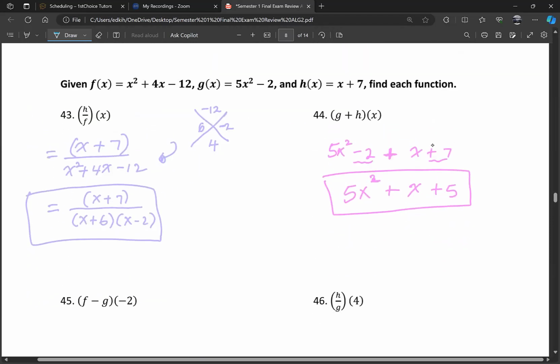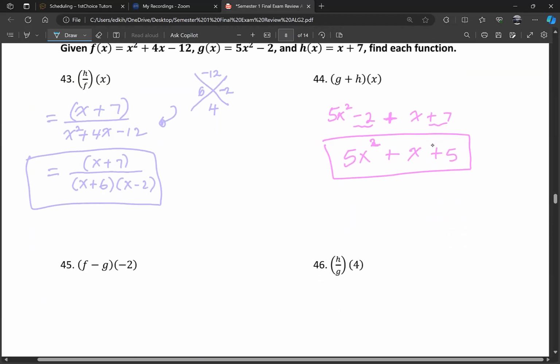So f is x squared plus 4x minus 12. Again, folks, remember, this is a subtraction. So you want to be extremely careful and put the second term in parentheses. You're subtracting g from it. So we're subtracting 5x squared minus 2.